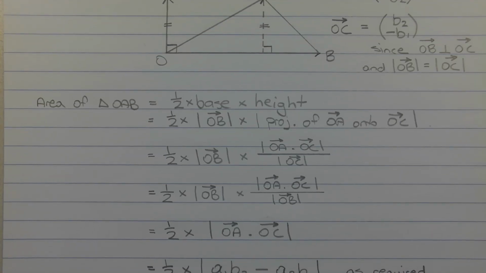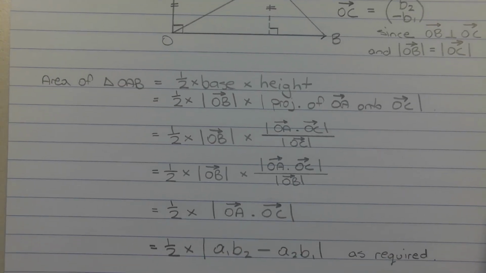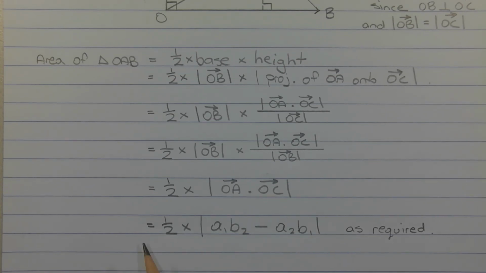So we get area of triangle OAB is equal to half times the magnitude of the dot product of vector OA and vector OC, which equals half times the magnitude of A1B2 minus A2B1 as required.